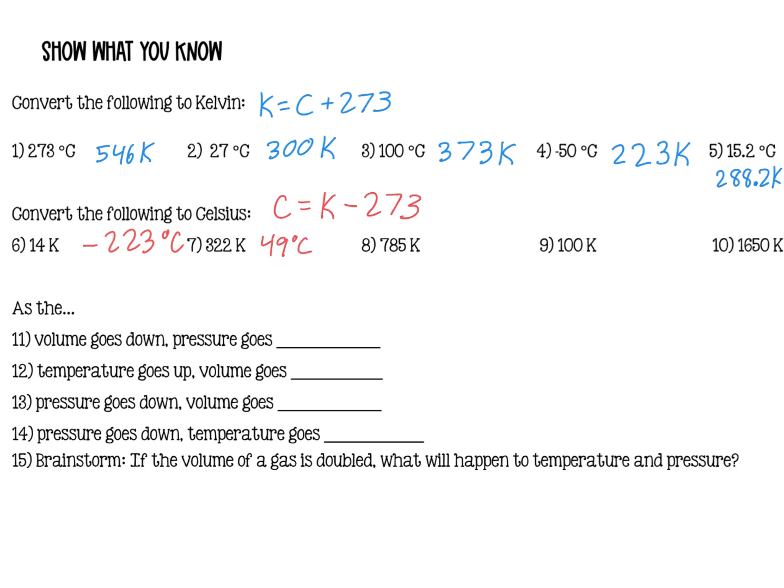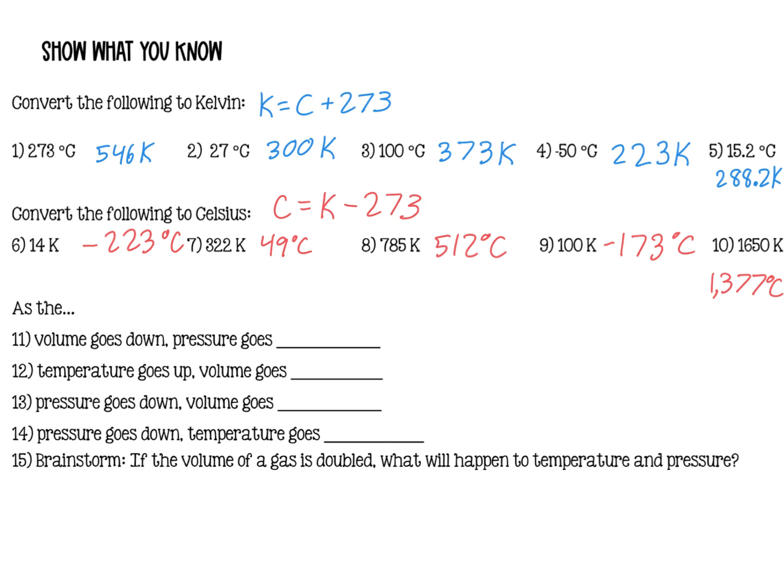For number 8, 785 Kelvin is going to be 512 Celsius. 100 Kelvin minus 273 will give us a negative 173 degrees Celsius, and 1650 Kelvin minus 273 will be 1377 Celsius. For numbers 11 through 14, we will fill in the blank with up or down to make the sentence true.